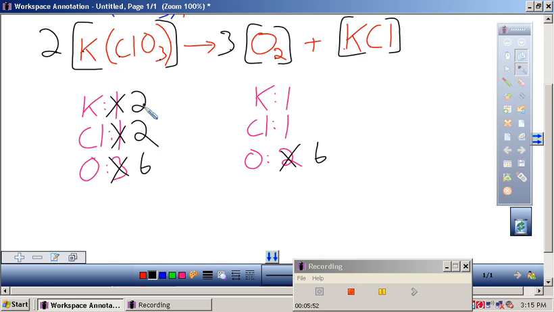Now I have 2 Ks, 2 potassiums over here. I need 2 on the right. So I need to double that. Now I have 2 Ks. And I need 2 Cls. My left side equals my right side. So now that's balanced.